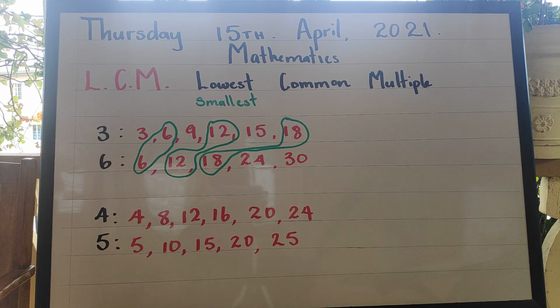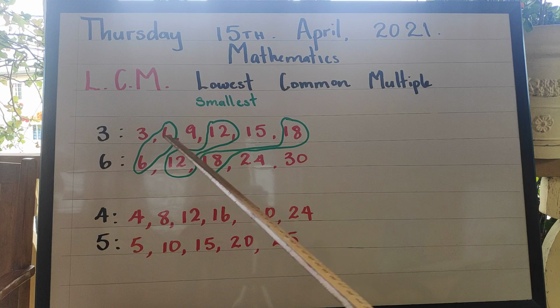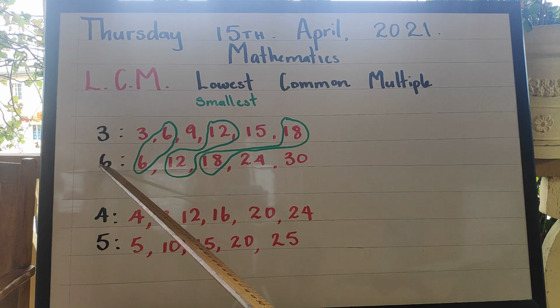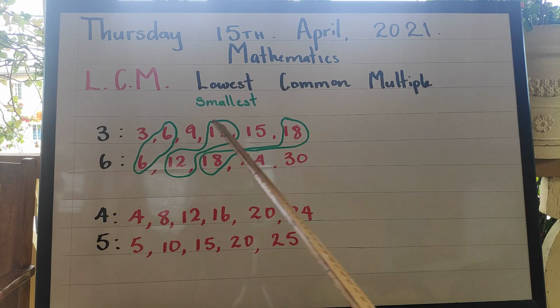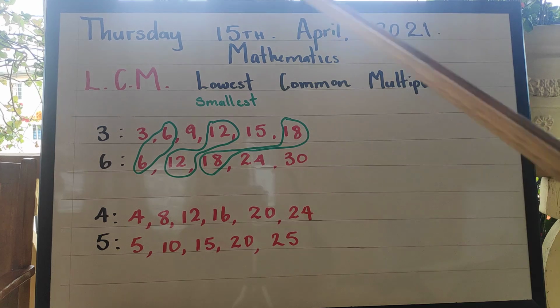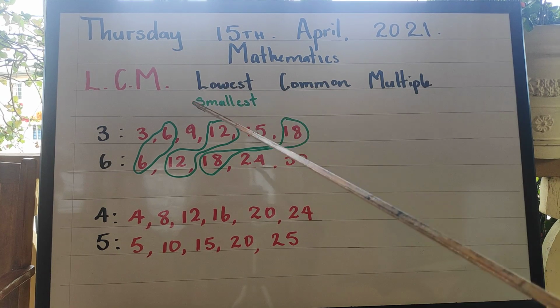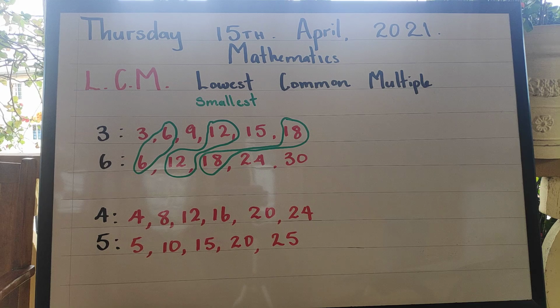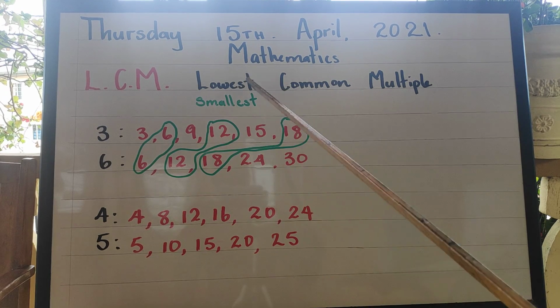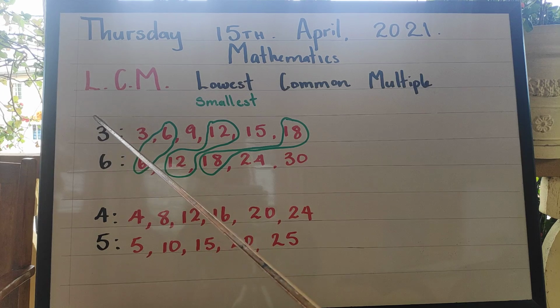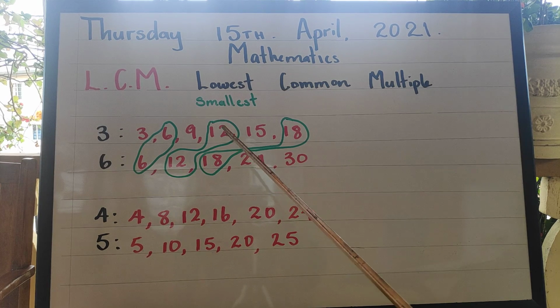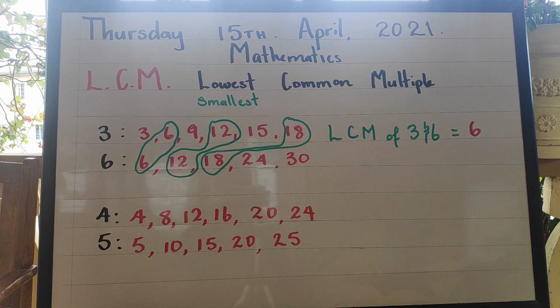We circle the multiples. The common multiples between 6 and 3 are 6, 12, and 18. But we want to find out which is the lowest common multiple, or the smallest multiple. We know that 18 is the biggest, 12 is the middle, so 6 is the smallest or the lowest common multiple. So the LCM of 3 and 6 is equal to 6. Let's write that.